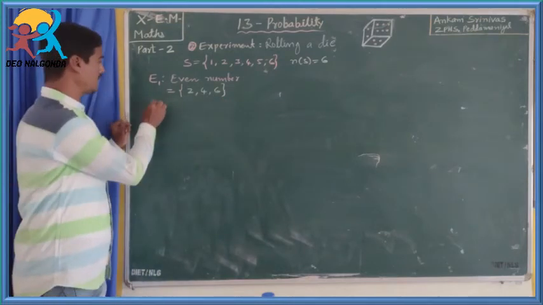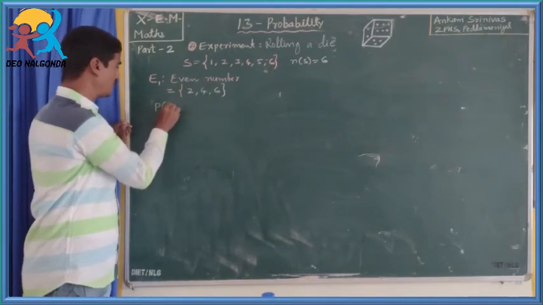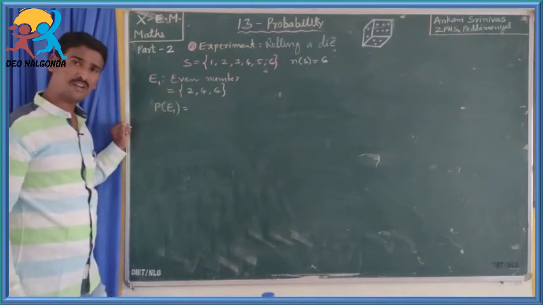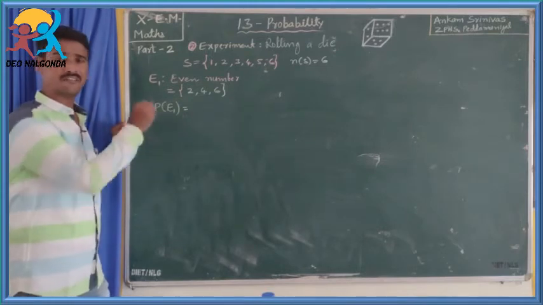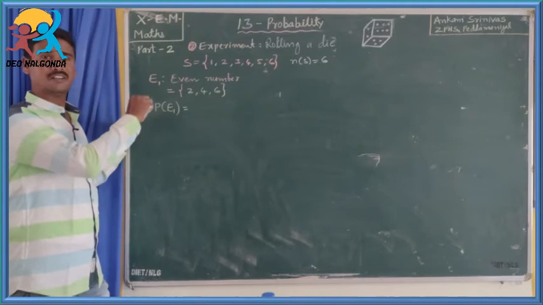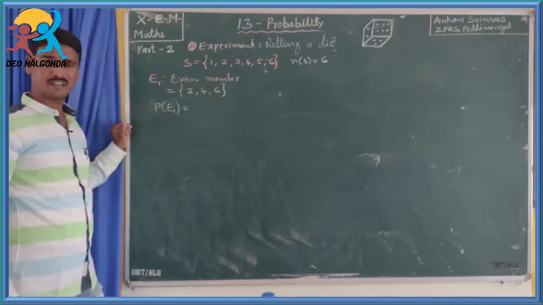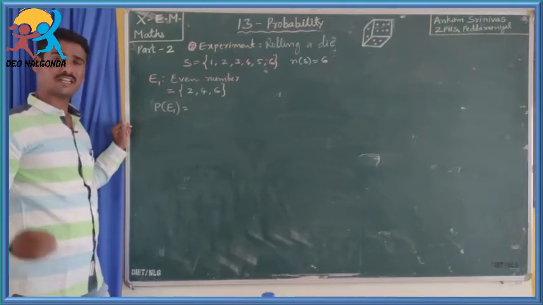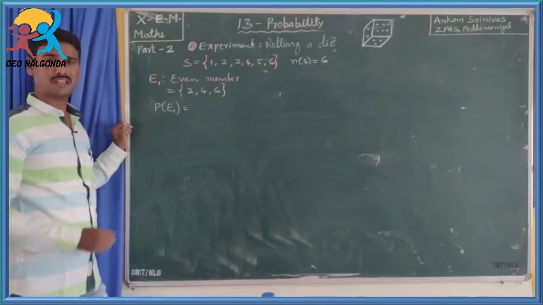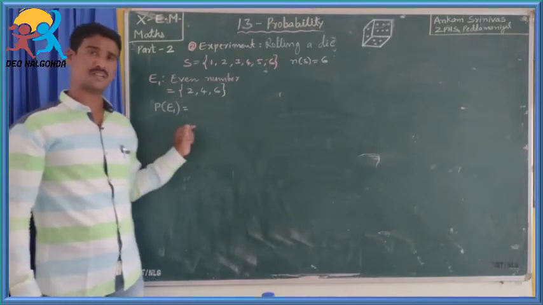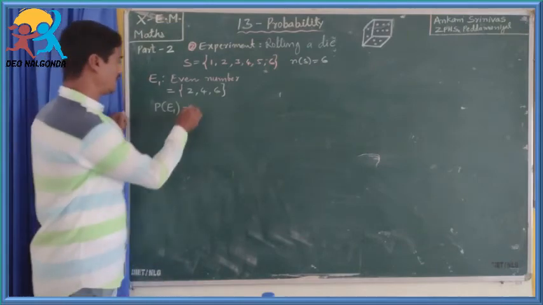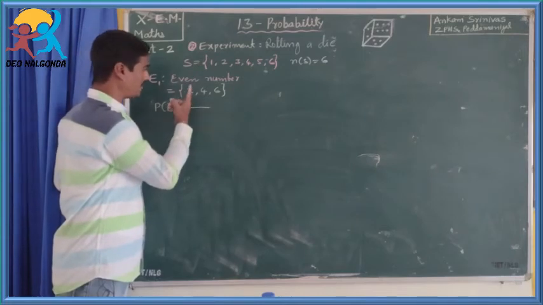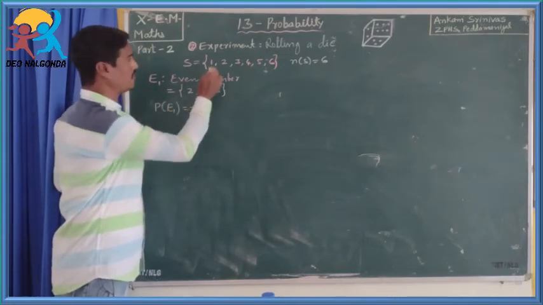So what is the probability to get an even number? Probability of even equals the number of favorable outcomes by the number of total outcomes. Dear children, every time you write the formula for each question for examination purposes. I do not mention the formula every time here, but when you write the examination, you must write the formula: probability equals number of favorable outcomes by total number of outcomes. Here I am taking it directly: even numbers, number of favorable outcomes 1, 2, 3, number of total outcomes 6.